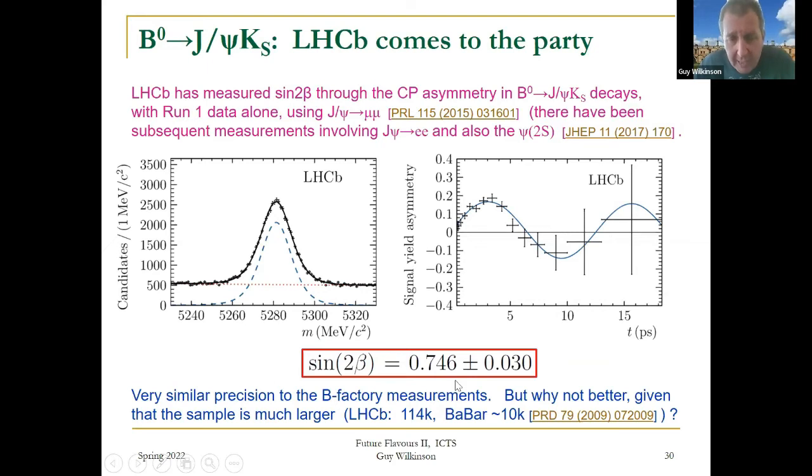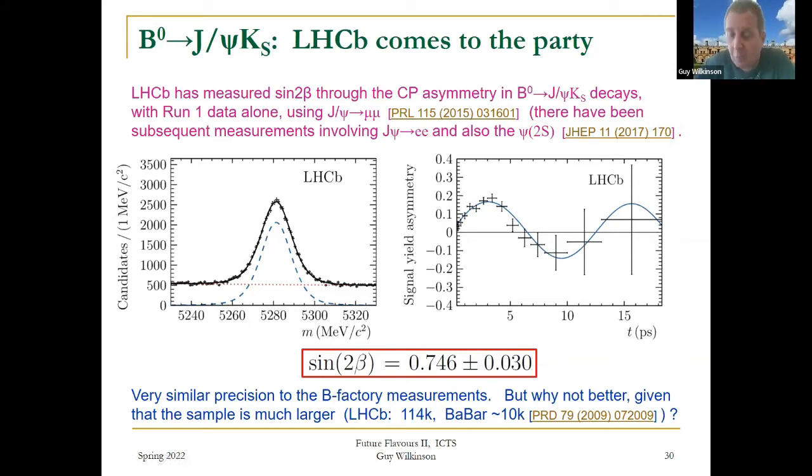So here is the result. A very commendable precision. But if you are to compare that, as I'll show you in a few slides' time, with the B factories, you'll see it's very similar, but it's not better. This might initially be a puzzle, because the actual sample size we have here, because of the statistical muscle of LHCb, is much larger than the B factories. We have something like 114,000 events compared to BaBar's 10,000 events.